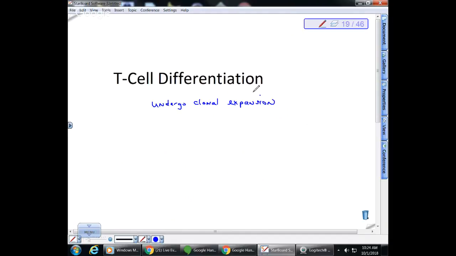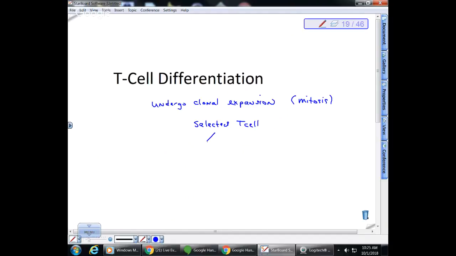So clonal means that it's asexual reproduction. So what type of cell division would be clonal expansion, do you think? Mitosis. So this is an example of asexual division of the cells, right? So we have the selected T cell. Right? So this is the T cell that is ready to proliferate in order to fight off an infection.